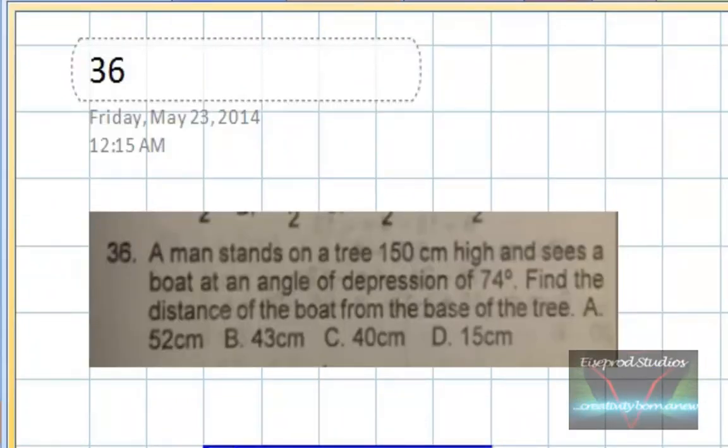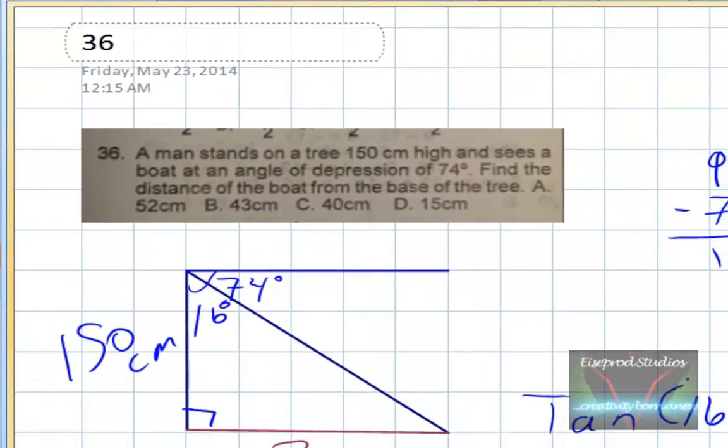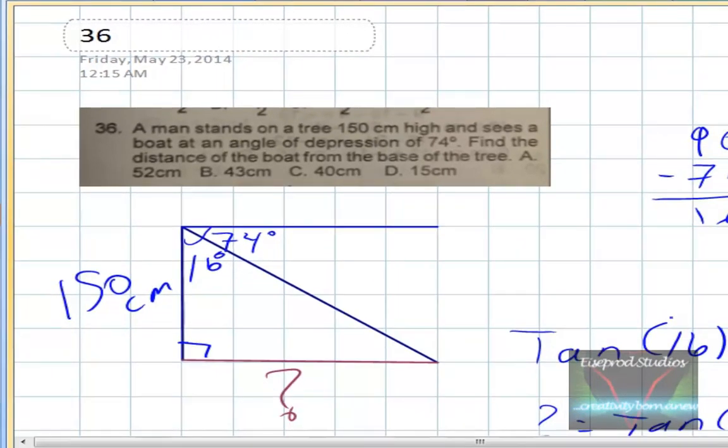A man stands on a tree 150 centimeters high and sees a boat at an angle of depression of 74 degrees. Find the distance between the boat from the base of the tree. So I drew a picture. It's really just a triangle. So a man is standing on a tree 150 centimeters high.